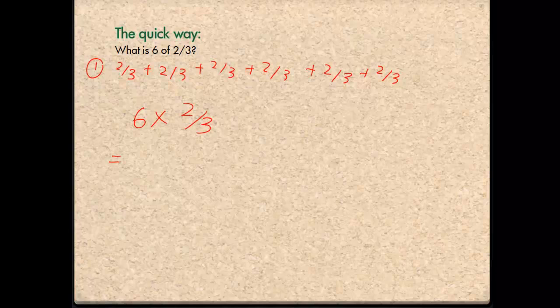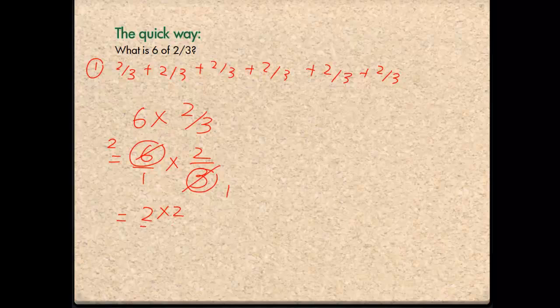Notice that this is the same as 6 over 1 times 2 over 3. What we can do is simplify the top and bottom. Looking at 6 and 3, we know that they're both divisible by 3. So what we can do is simplify by 3. Dividing 3 by 3, we get 1, and dividing 6 by 3, we get 2. So our answer is really just 2 times 2 over 1, which is 4 over 1, which is just 4. Now you have it. This question could be done much quicker. Just 6 times 2/3.